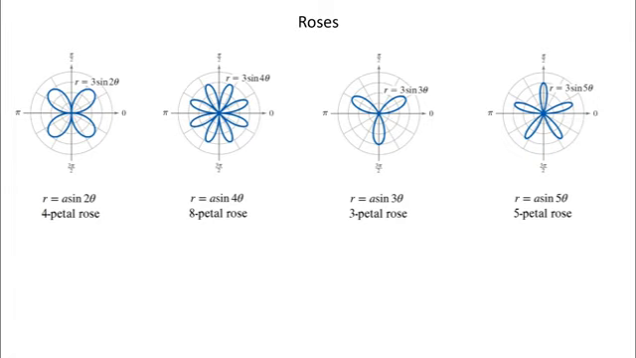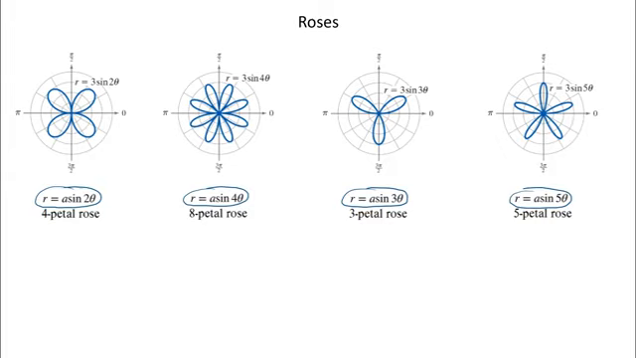All right, so when we have equations that look like this, r equals a sine 2 theta, or r equals a sine 4 theta, or a sine 3 theta, or a sine 5 theta, I think you get the picture here. Anytime we have a sine of a multiple angle, so 2 theta, 3 theta, 4 theta, 5 theta, 6 theta, whatever it may be, those equations will always graph roses.